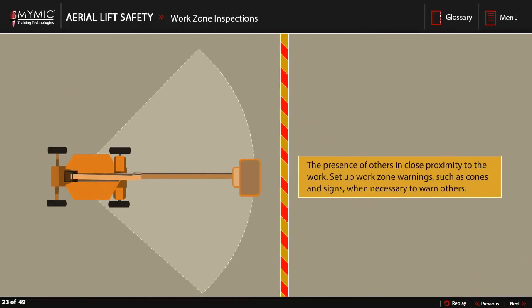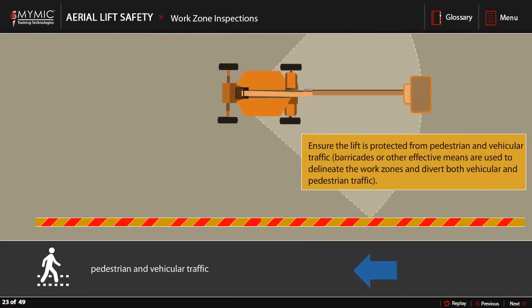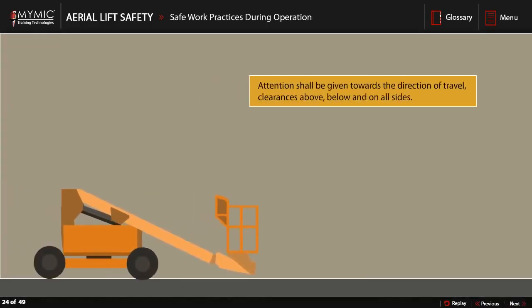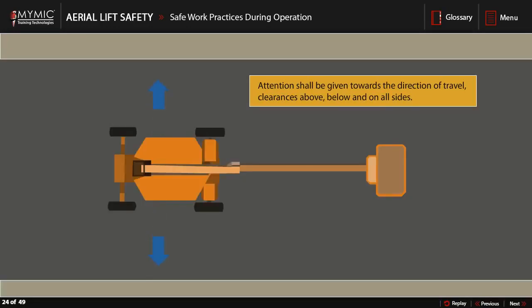Set up work zone warnings, such as cones and signs, when necessary to warn others, and ensure the lift is protected from pedestrian and vehicular traffic. Barricades or other effective means are used to delineate the work zones and divert both vehicular and pedestrian traffic. Attention shall be given towards the direction of travel, clearances above, below, and on all sides.